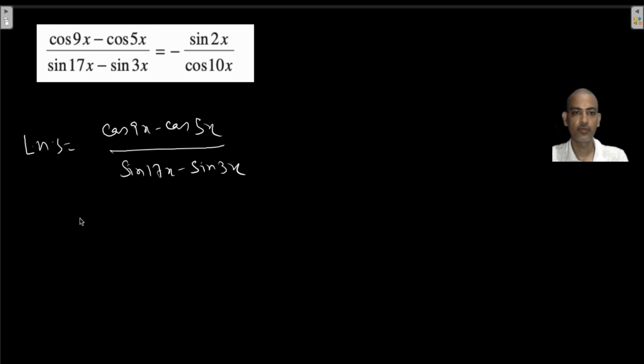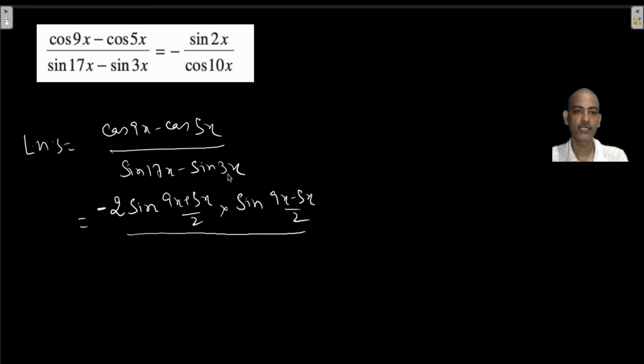In such a scenario, what we should do is we just use the formula. This is cos C minus cos D, which is nothing but minus 2 sin of (C plus D) by 2, so (9x plus 5x) by 2, into sin of (C minus D) by 2, which is (9x minus 5x) by 2. Now this is sin C minus sin D. So again the formula for this is 2 cos of (C plus D) by 2, which is (17x plus 3x) by 2, into sin of (C minus D) by 2, which is (17x minus 3x) by 2.